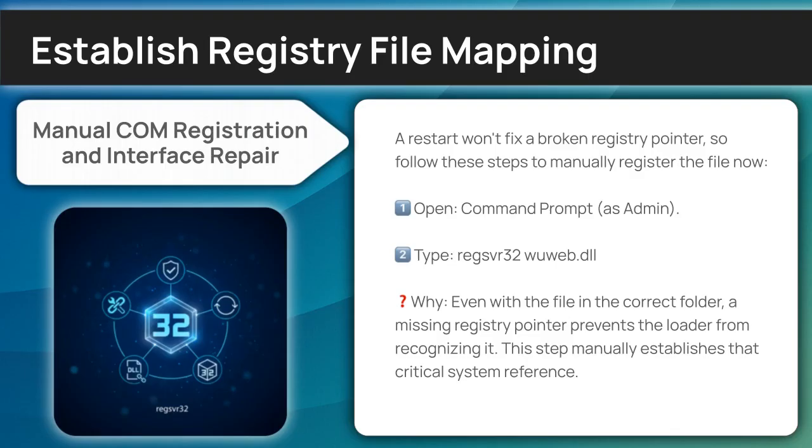First, open command prompt as admin. Second, type regsvr32 followed by your file name causing the error, then hit enter. Why are we doing this? Well, even with the file in the correct folder, a missing registry pointer prevents the loader from recognizing it. This step manually establishes that critical system reference.